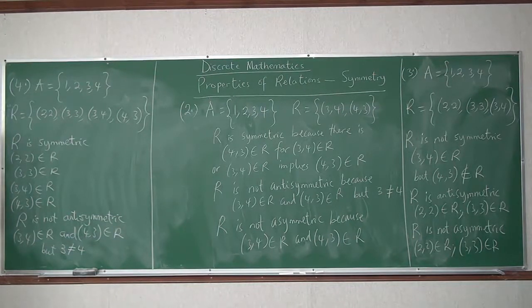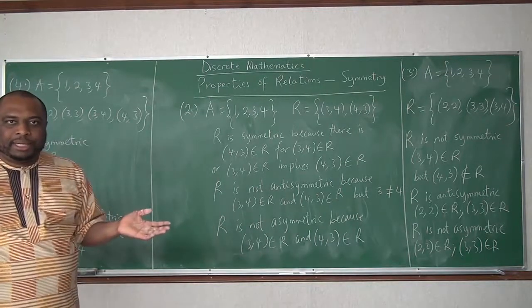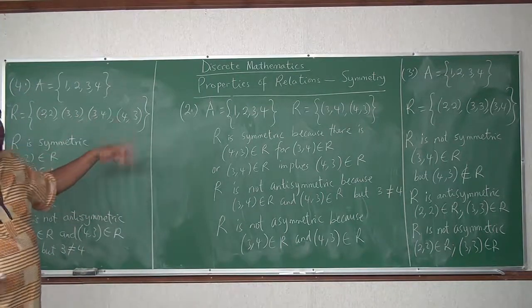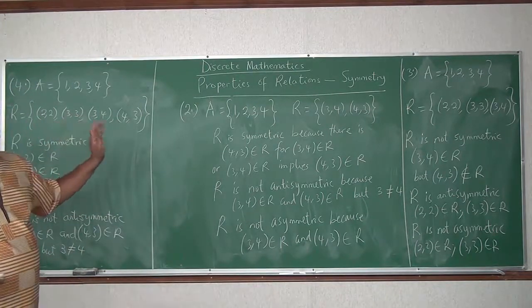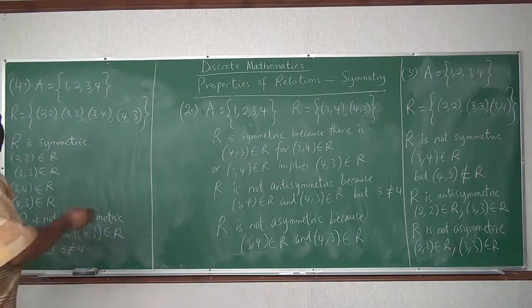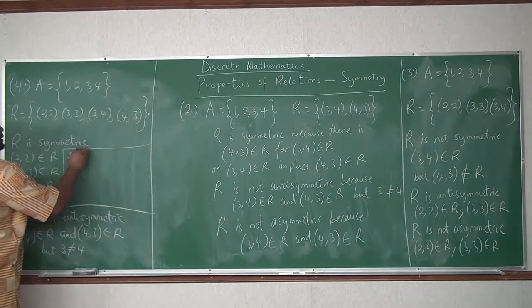Okay? Now, is it asymmetric? It is not asymmetric because you have (2, 2), you have (3, 3), you have (3, 4), and then (4, 3). It is not asymmetric. Okay? So let's write it here. R is not asymmetric.